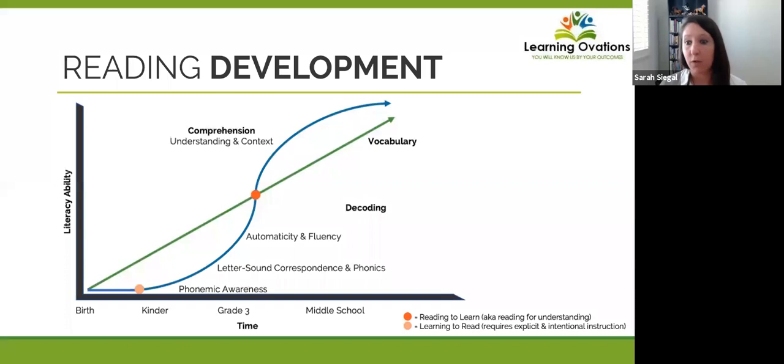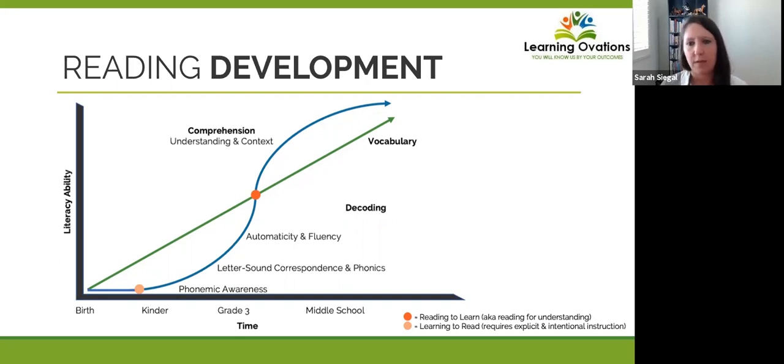And so if you look at this graph, we're really calling out those same two components from the simple view of reading. Here they're labeled decoding and vocabulary, if you think of that as language comprehension. And the blue line represents those decoding skills. So they really don't start developing and growing until maybe preschool, kindergarten, when that student is now learning that words are made up of sounds, those sounds can be represented by letters, and combining those and practicing those allows them to automatically and fluently start translating the symbols that make up our words into something they're actually understanding.